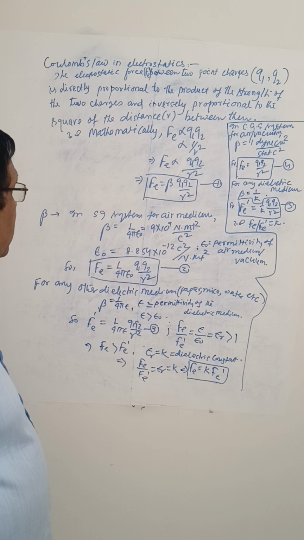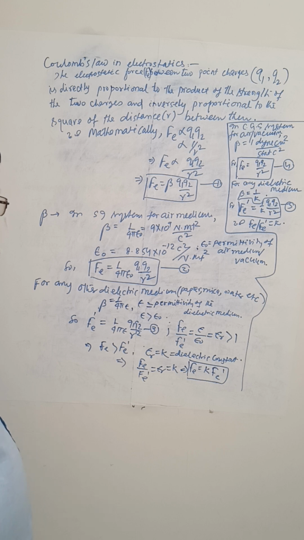Now, using the value of beta, equation 1 becomes Fe is equal to 1 by 4 pi epsilon 0 Q1 Q2 by r square. So, equation 2 is the mathematical formula for Coulomb's law to calculate the magnitude of the force between them, strictly for air medium and in the SI system. To use equation 2, Q1 and Q2 must be measured in Coulomb, and r must be measured in meter, so Fe can be calculated in Newton.